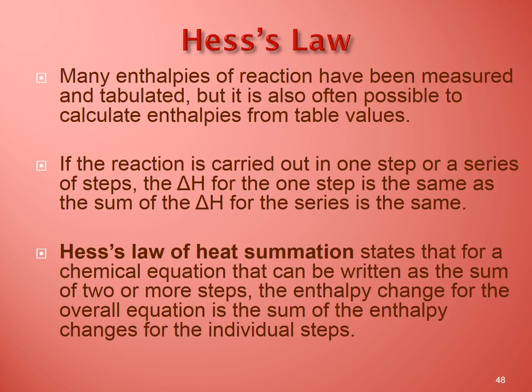So let's look at bullet 2. If the reaction is carried out in one step or a series of steps, the delta H for the one step is the same as the sum of the delta H's for the series. They should be the same. So the two delta H's are the same. So this is called Hess's law of heat of summation. For a chemical equation that can be written as the sum of two or more steps, the enthalpy for the overall equation is just the sum of the enthalpy changes for the individual steps.